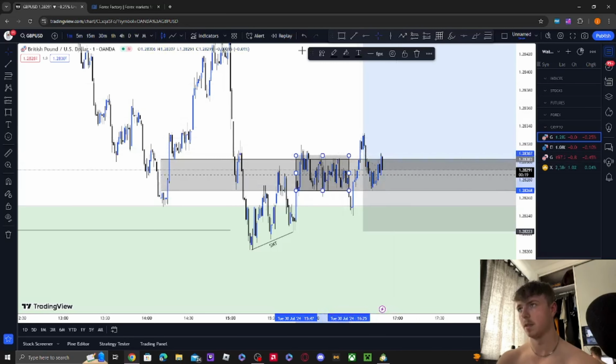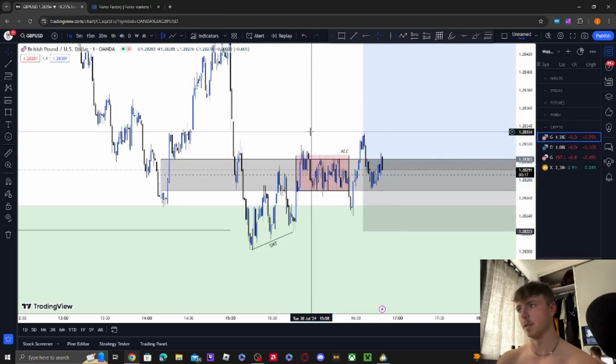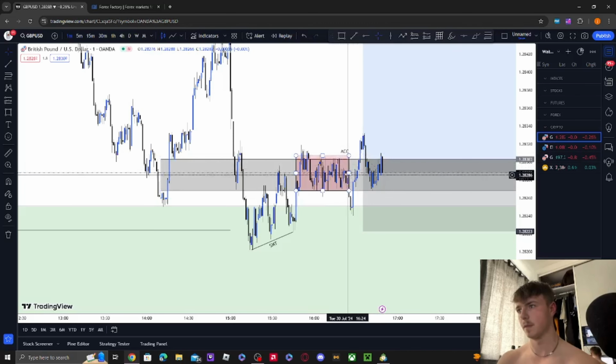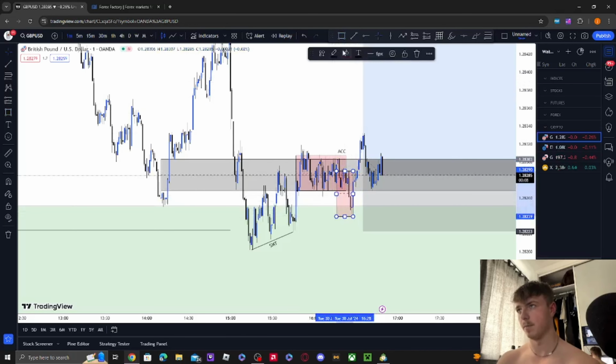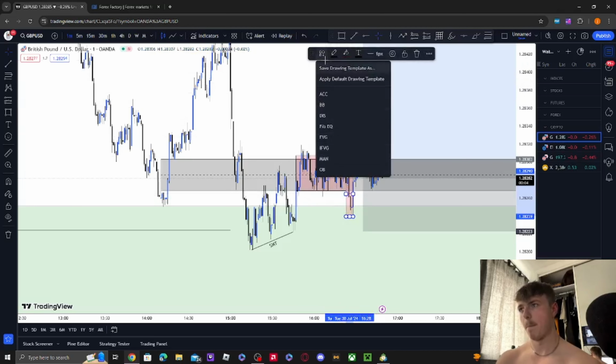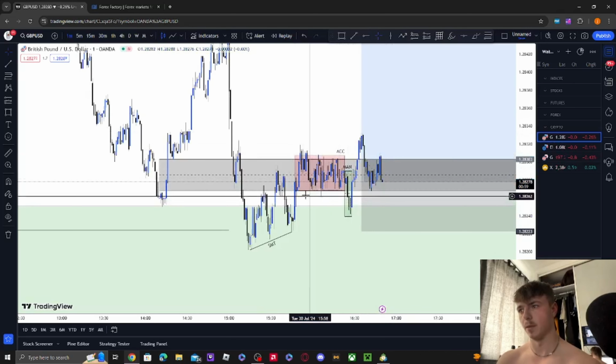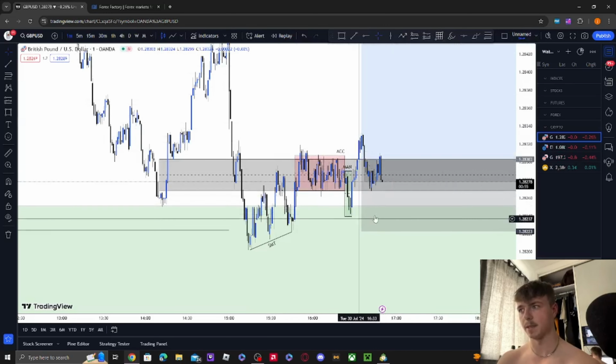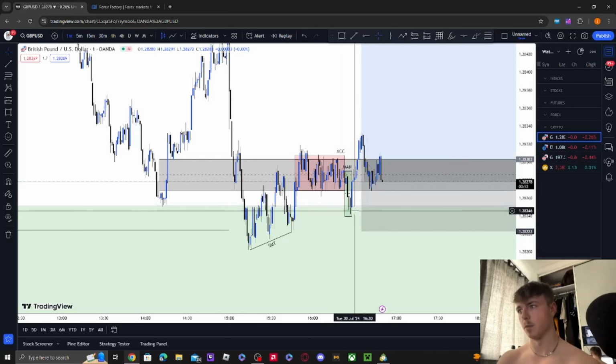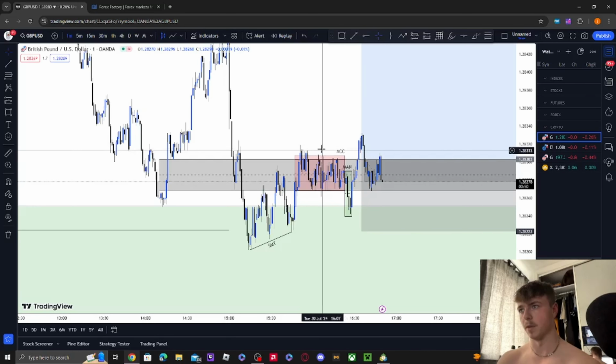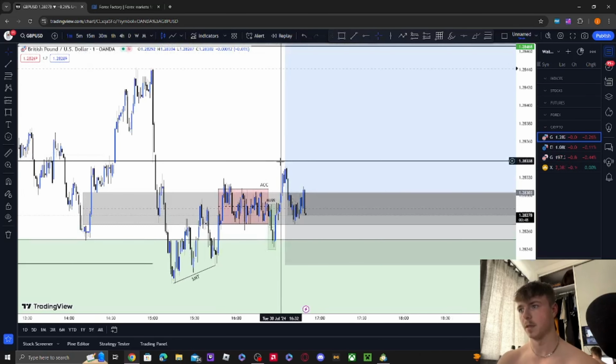obviously. So what I'm thinking is accumulation here, manipulation here, taking out all the lows of the accumulation, tapping back into this daily order block, and then exploding on, closing above all these highs.